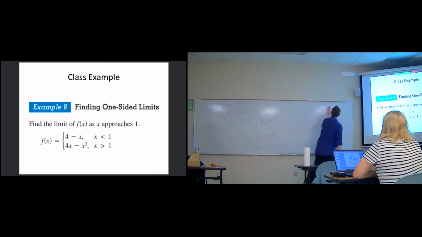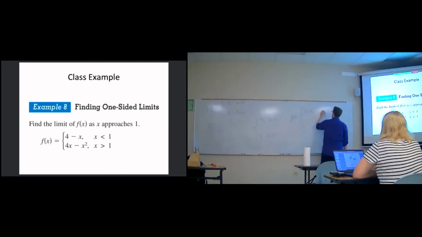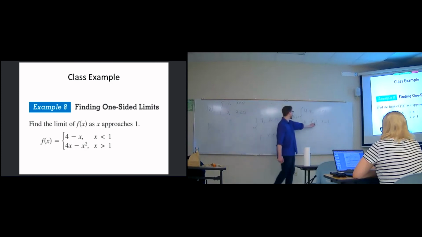Yeah, this takes a long time to erase. What if we instead had the function g of x equal to 4 minus x for x less than 1, and 4x minus x minus 1 for x greater than or equal to 1. All I did was subtract 1 here. So now we're going to 2 from the right, 3 from the left.